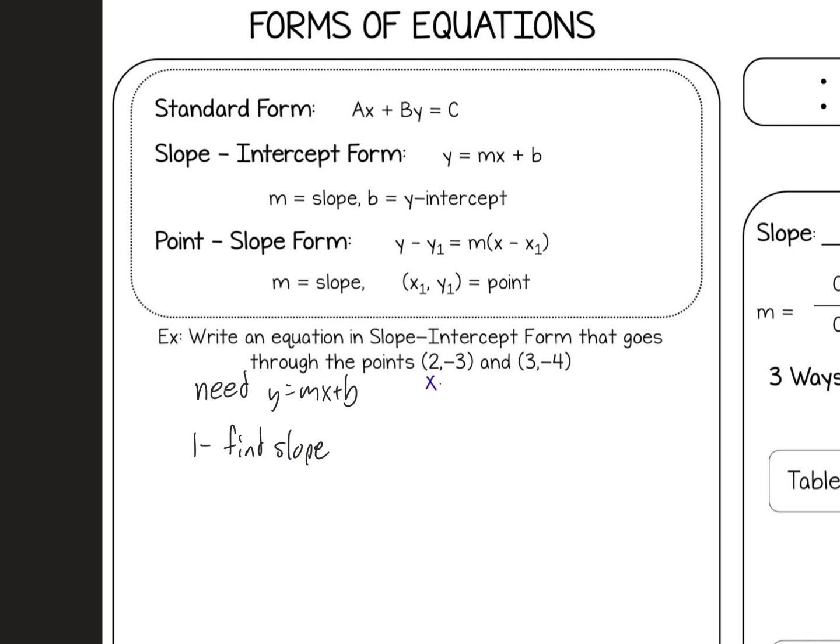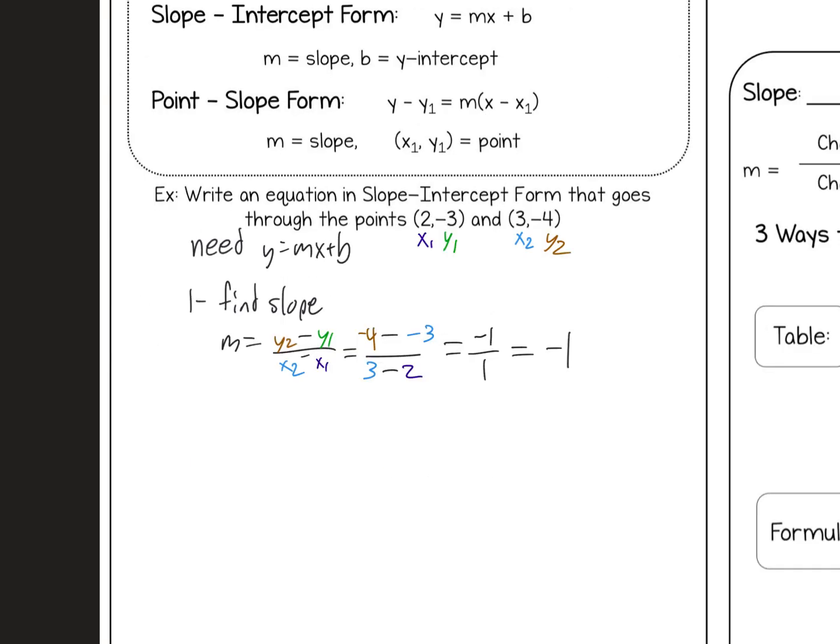I'm going to go ahead and label both of my points x1, y1 and x2, y2, and then use our slope formula, m equals y2 minus y1 over x2 minus x1. Here, y2 is -4 and y1 is -3, so we're going to subtract -4 minus -3, which gives us -4 plus 3, or -1. Then, for our change in x, we have x2 is 3 and x1 is 2. 3 minus 2 is 1. So now we can divide. -1 divided by 1 is -1, so our slope is -1.